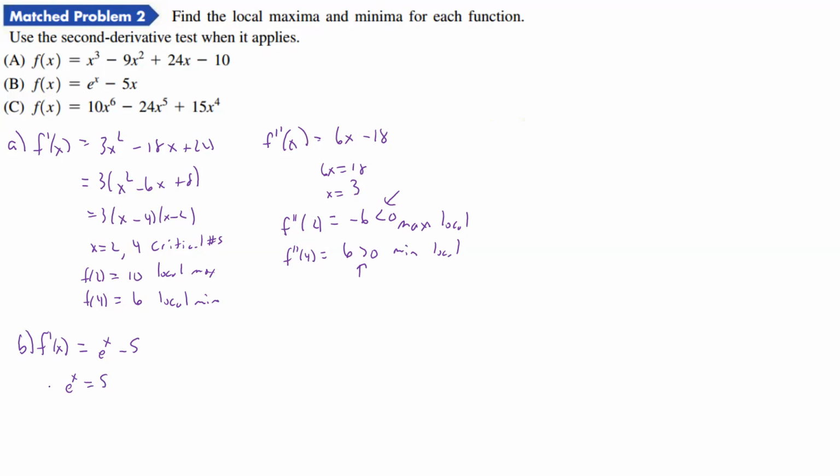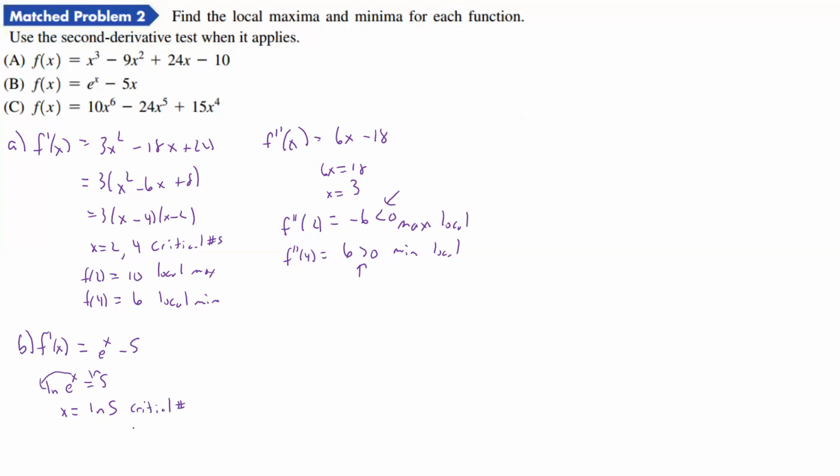Now we want to solve for x, so we have to take the ln of both sides. When we take that, the x comes down in front, so we get x equals ln of 5. That's going to be our critical number. I'm going to leave it as ln of 5 because that's easier than putting it as 3 decimal places or whatever. That's not going to be as exact.